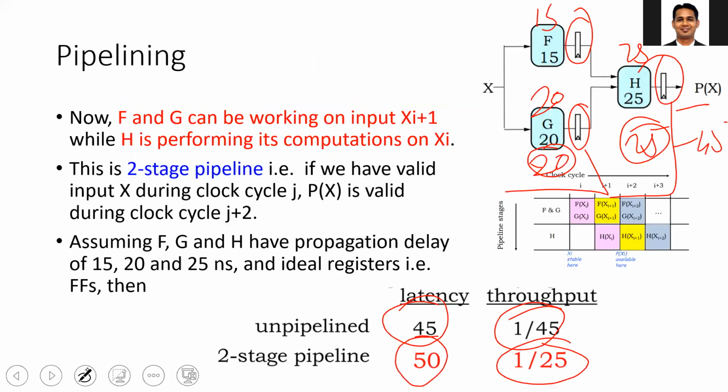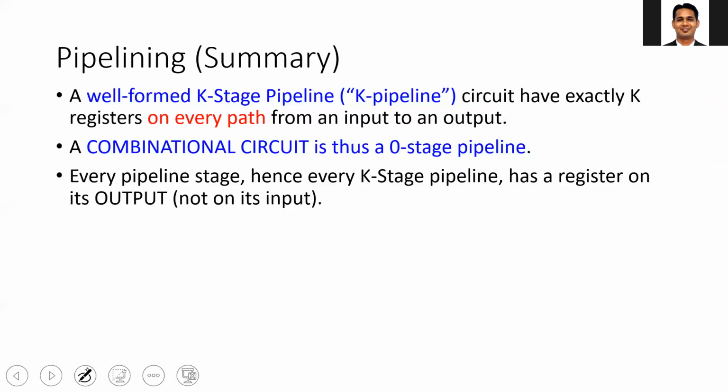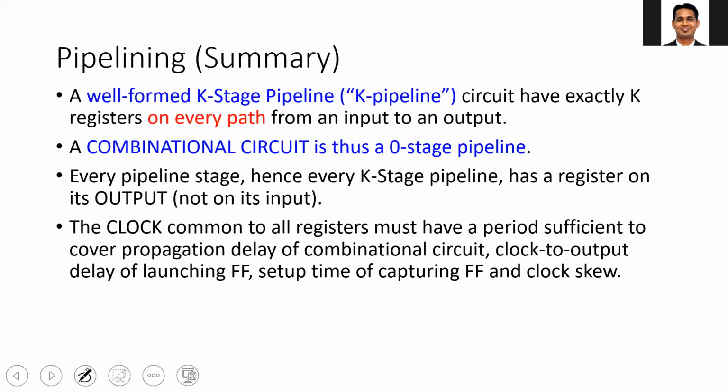So here when we see this one, it is assumed that there is a register here. We don't count this register. We count the registers which are there at the output. Clock should be common to all the registers. It must have the period sufficient to cover the propagation delay of the combinational circuit, clock to output delay, flip-flop setup and hold time, and clock skew.